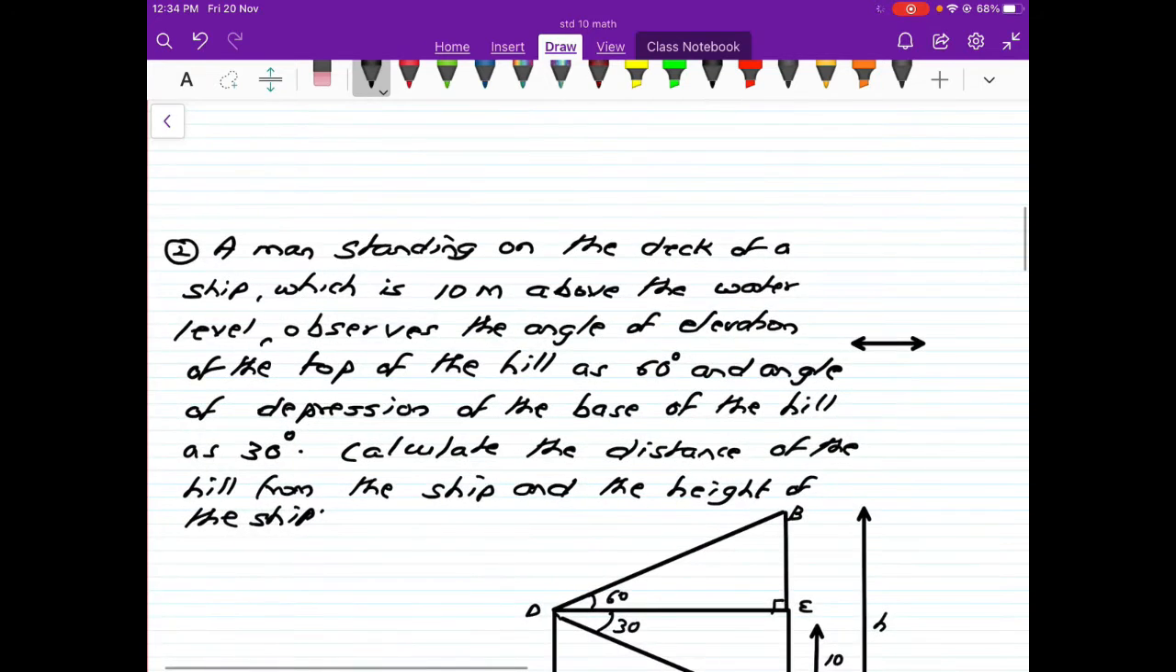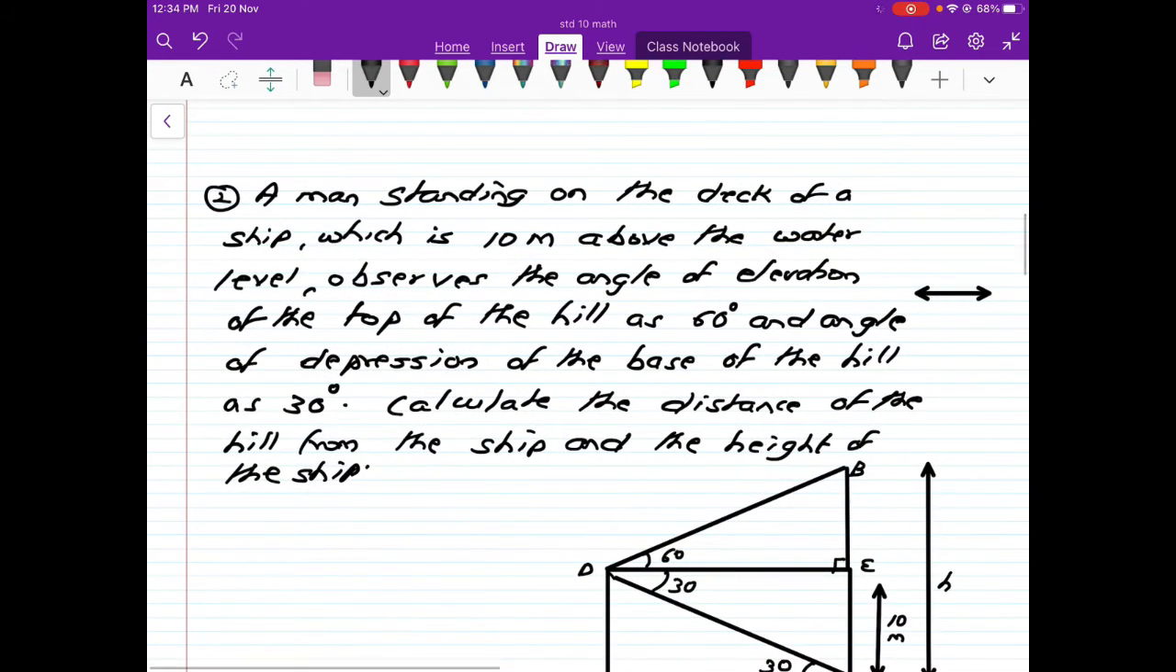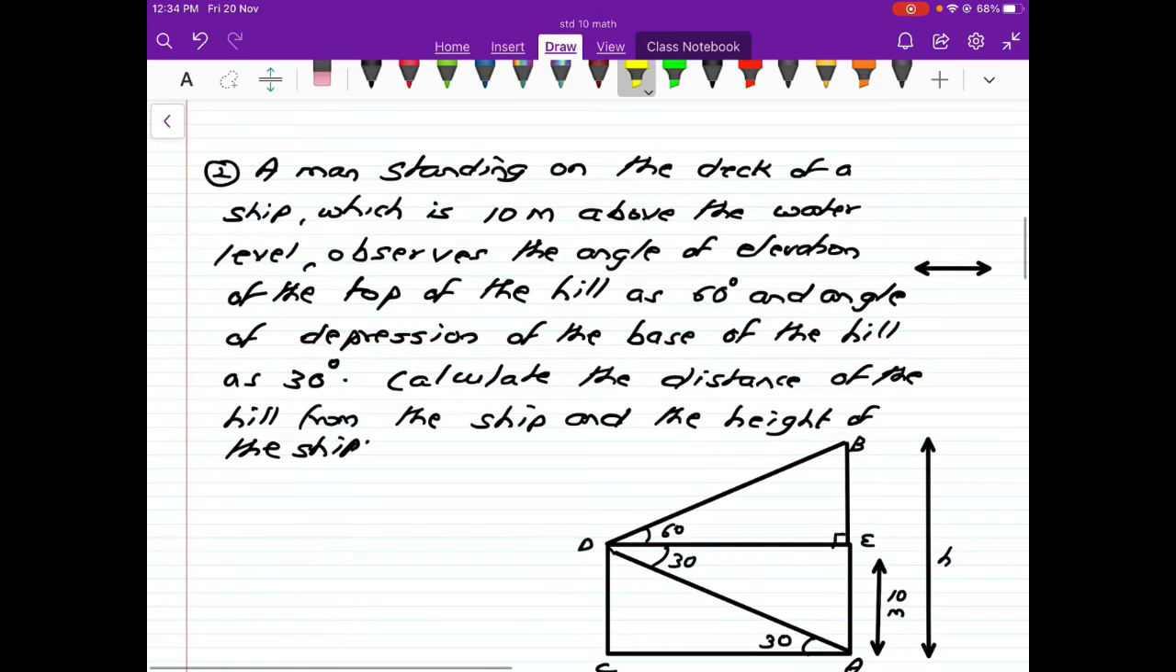So going for the second sum, a man standing on the deck of a ship which is 10 meters above the water. So above the 10 meters is a deck on which he is standing, and he is observing the angle of elevation of the top of a hill as 60 and the depression of the base of the hill. So the man is standing here. Here you can see this top, here you can see this base of the hill.